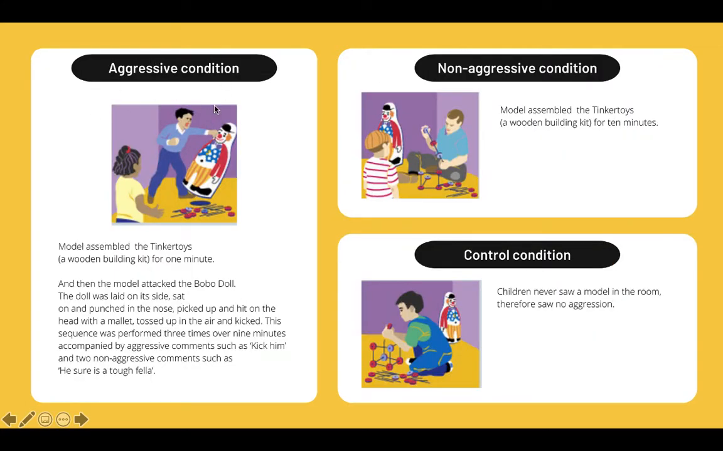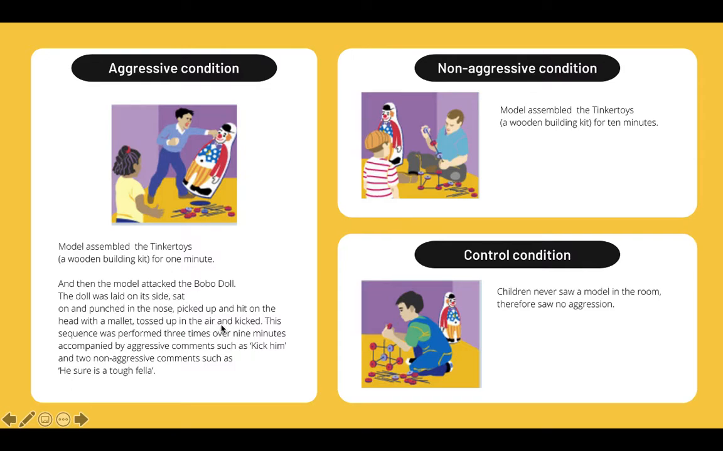In the aggressive condition, at first the model assembled the Tinker Toy set, the wooden building kit, for 1 minute, and then the model attacked the Bobo doll. The doll was laid on its side, sat on, and punched in the nose, picked up and hit on the head with a mallet, tossed up in the air and kicked. This sequence was performed 3 times over 9 minutes. So it's always the same procedure, same order.